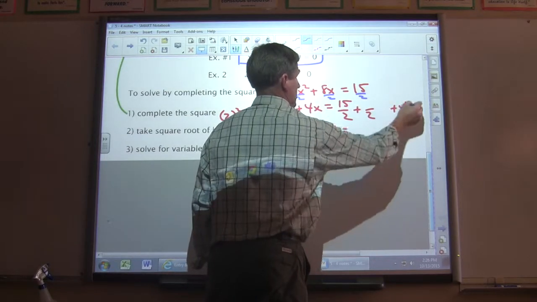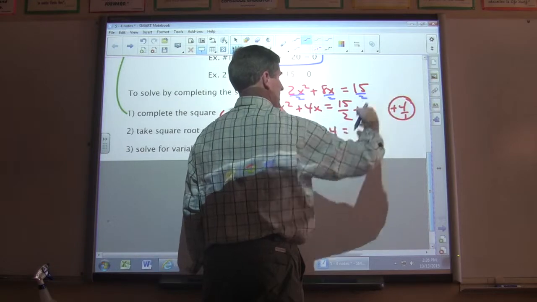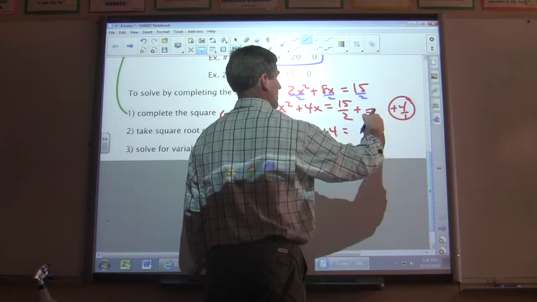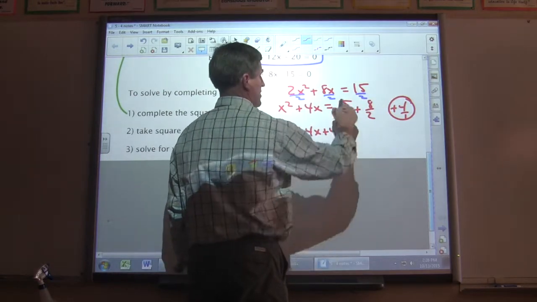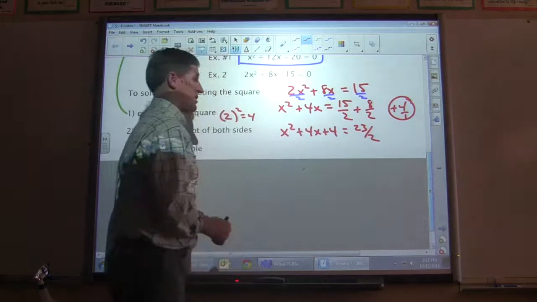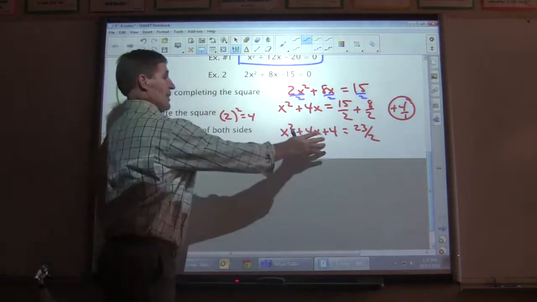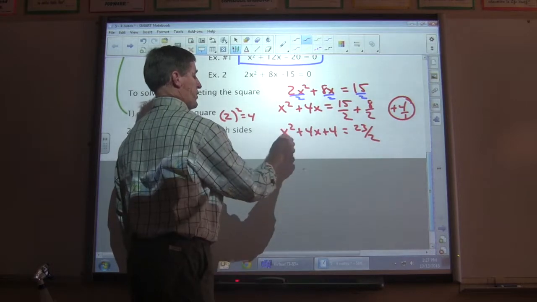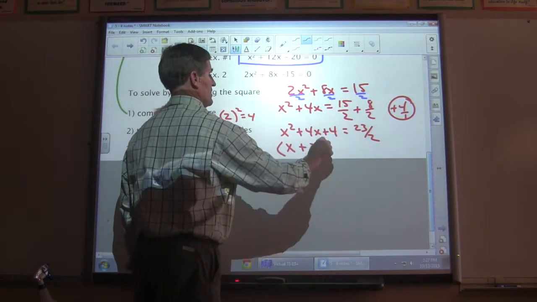So remember, to change whatever you have to multiply the denominator by, you multiply the numerator by the same thing. So 1 times 2 gives me 2. So 2 times 4 gives me 8. And so 15 plus 8 is 23. And the denominator stays the same. So we get 23 halves. We've completed the square. So it's the square root of the first, sign in the middle, square root of the last.